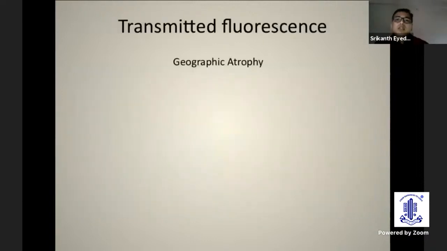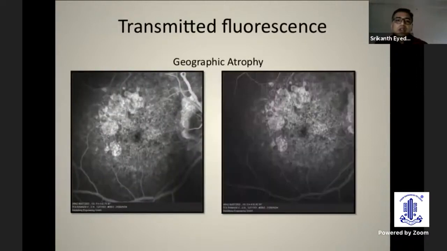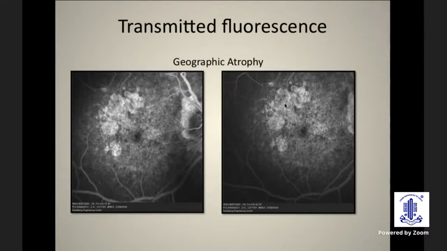The third type is transmitted fluorescence in a geographic atrophy. The main difference in geographic atrophy and the other types of hyperfluorescence is that the size and the dimension of the lesion or the patch of hyperfluorescence doesn't increase over time. It remains the same and it may fade away by the end of the late phase. So that is the main difference that we need to keep in mind.